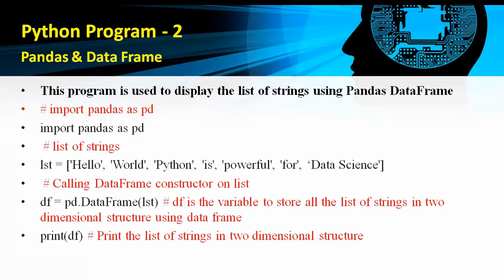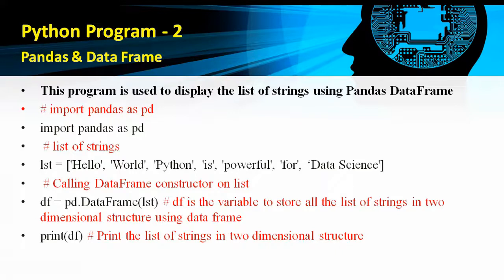This program is used to display a list of strings using a Pandas DataFrame. The first line is used to import the Pandas library. The second line is a variable declaration, that is lst. In this program, lst is a variable for storing a list of strings, that is hello world, Python is powerful for data science.